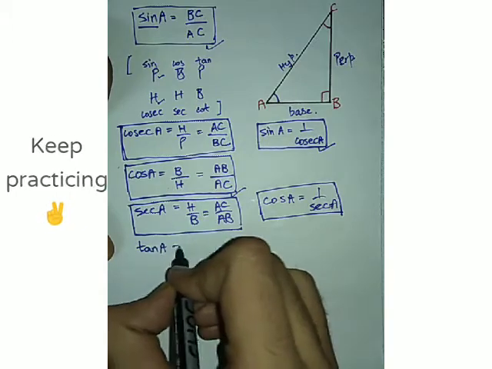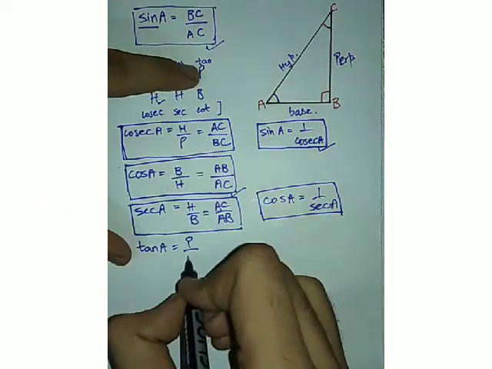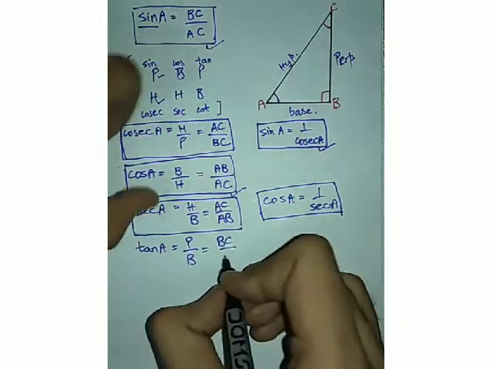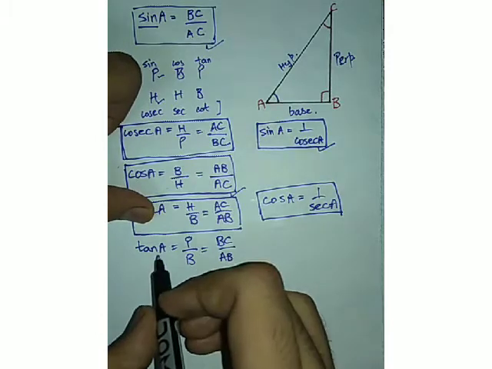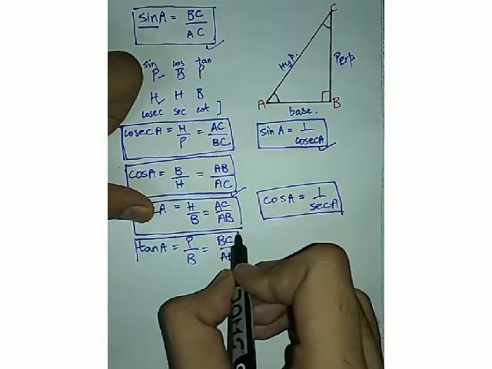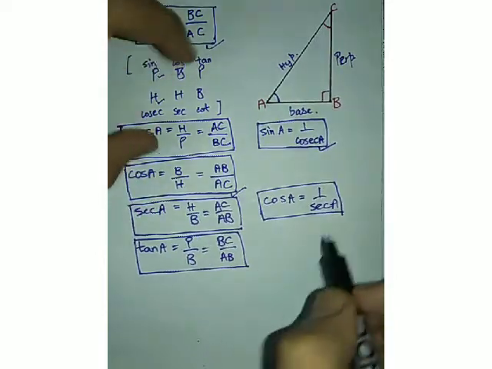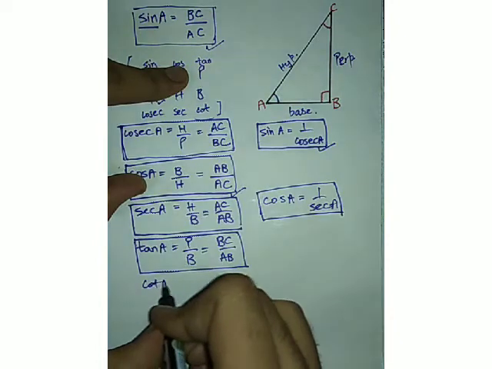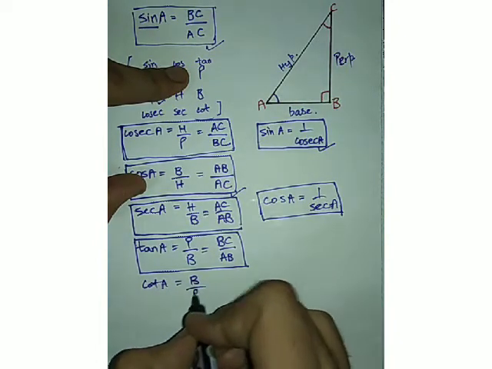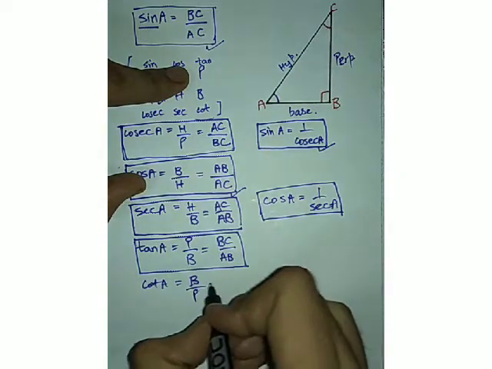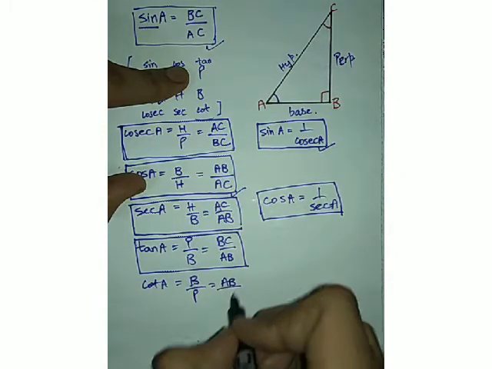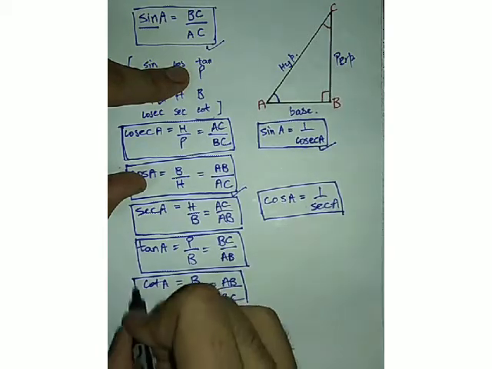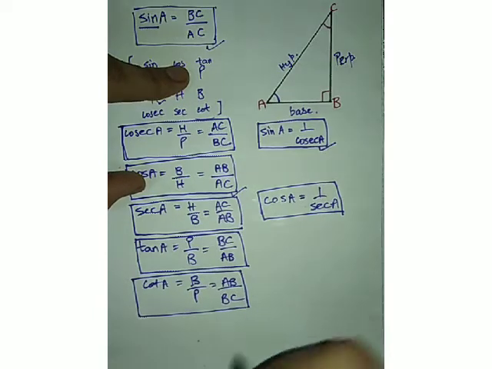Here it's tan A. Tan A is equal to perpendicular over base. What is perpendicular here? That is BC. What is our base? That is AB. So BC upon AB will be the value of tan A. What is the trigonometric function directly opposite to tan? That is cot. So cot A is equal to b upon p, because it's the reciprocal, and our base is AB and perpendicular is BC. In this way we can write cot A is equal to base over perpendicular, which is further equal to AB upon BC.